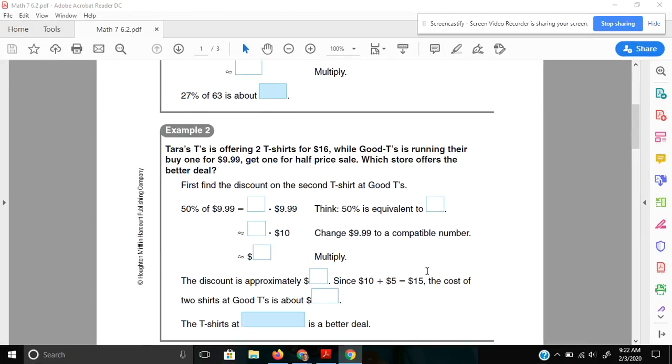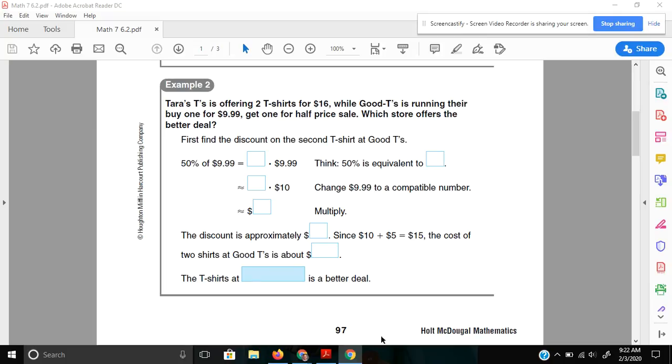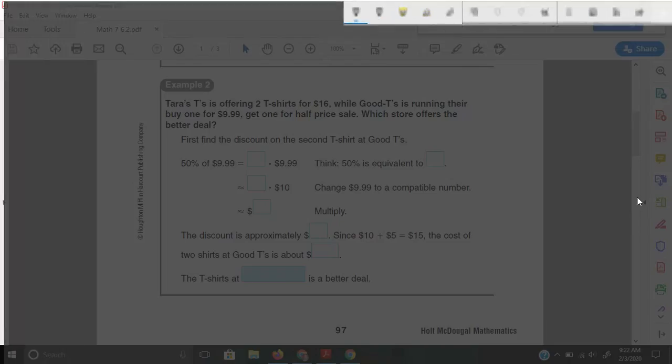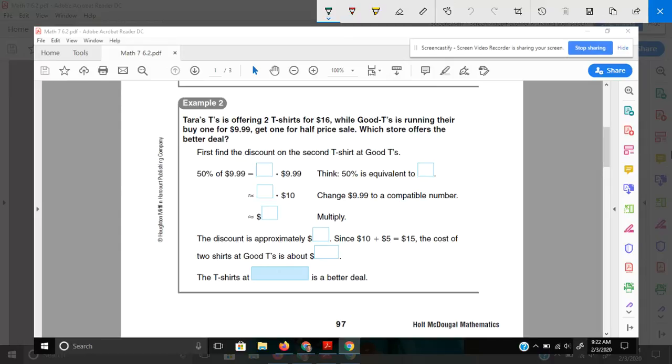Okay, let's try example number 2. A little bit more of a real life example here where we're comparing some things from a store. It says Tara's Tees is offering 2 t-shirts for $16, while Good Tees is running their buy one for $9.99, get one for half price sale. Which store offers the better deal?